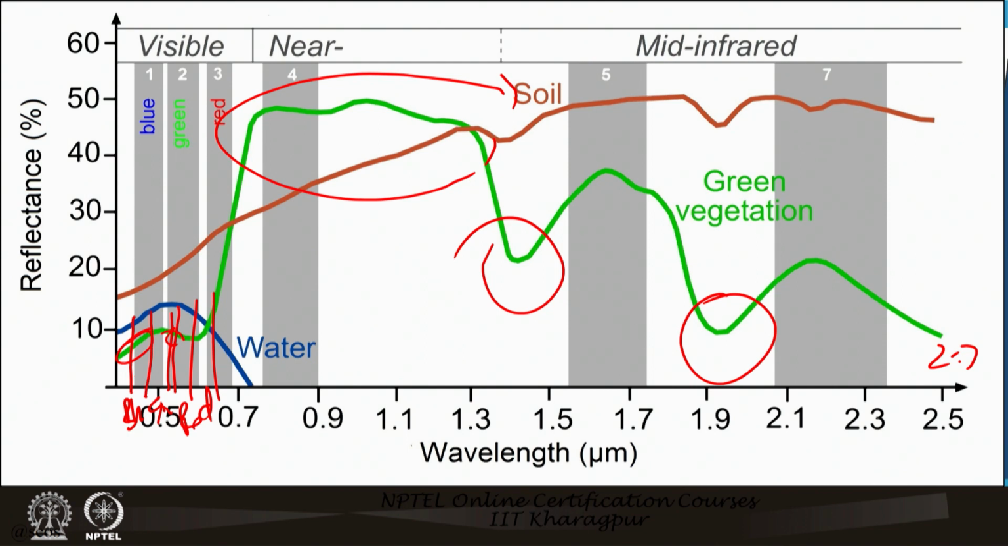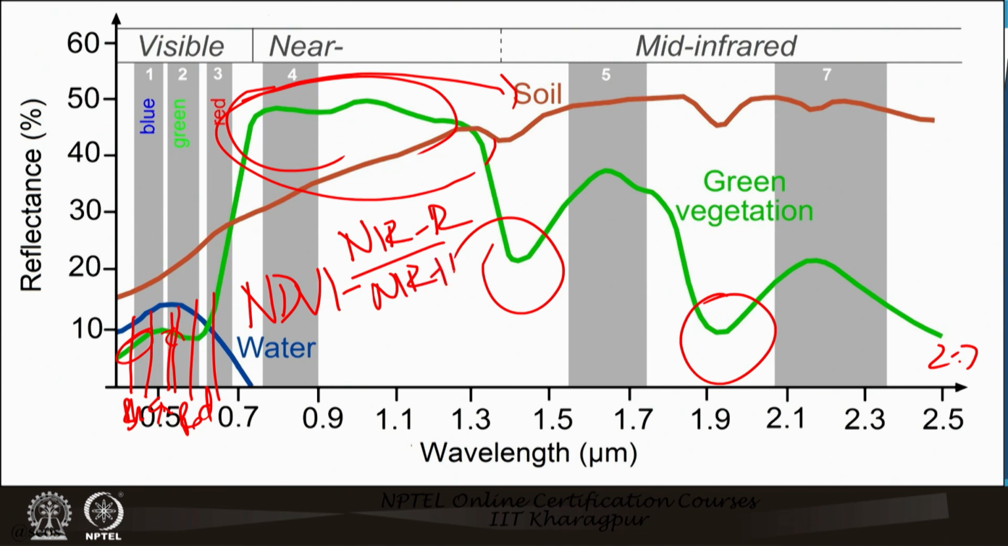For example, if someone wants to understand the amount of vegetation versus non-vegetation, he or she would compare two things. One is very high reflectance in the near infrared band and a very low reflectance in the red band. That is how people calculate an index called NDVI, which is NIR minus R divided by NIR plus R. Okay. So, which gives you the normalized values of the vegetation index.